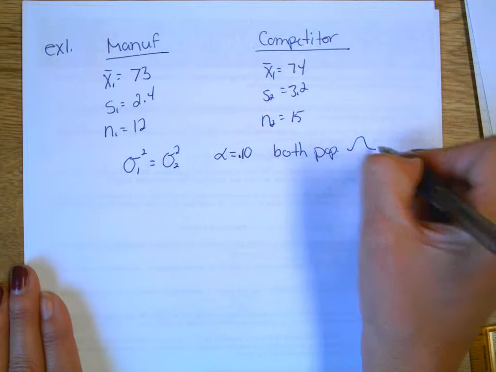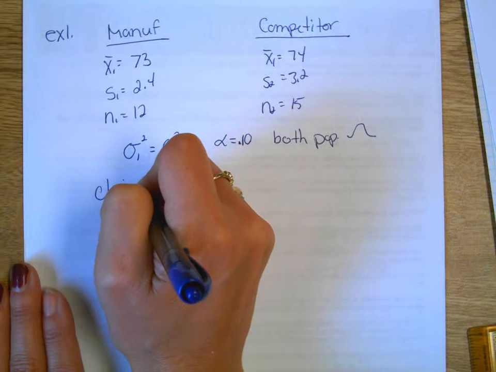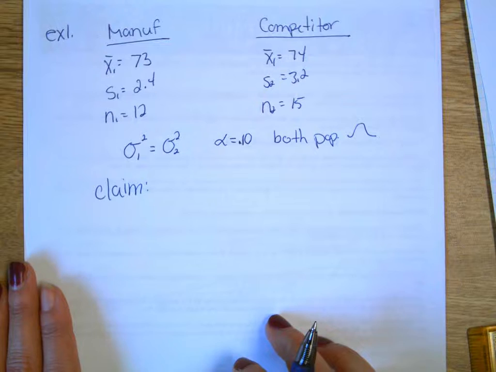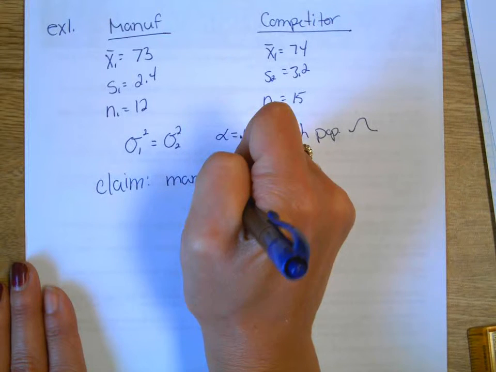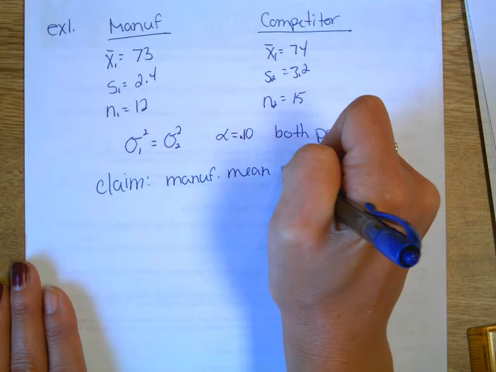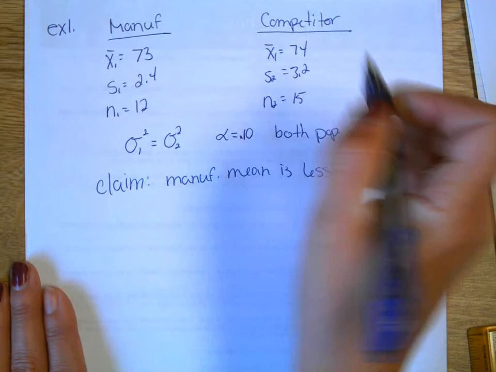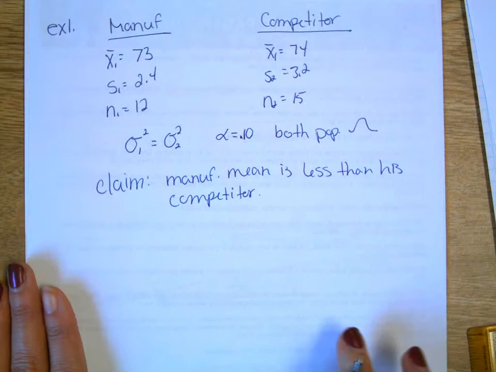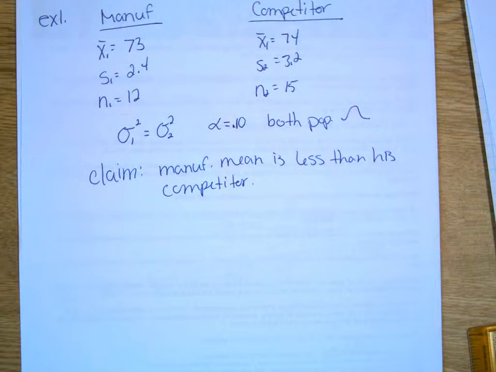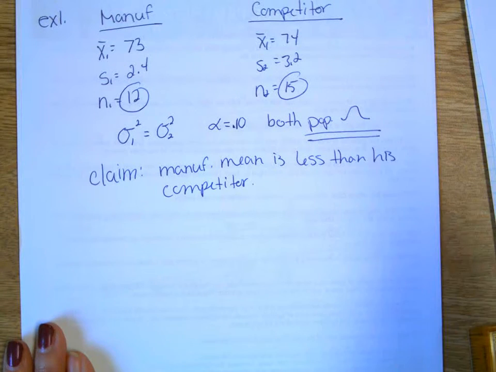Both populations are normal, and the claim being made: the manufacturer's mean is less than his competitor. Okay. So first of all, pick up on the fact that it's small sample, normal population, so we're going to be using the t-score business.